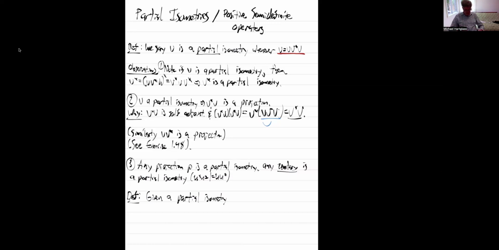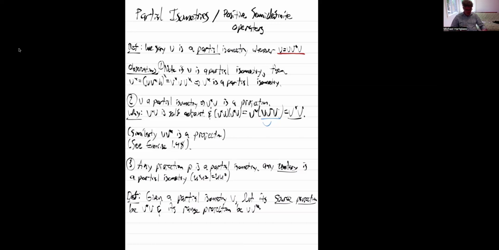So given a partial isometry V, we let its source projection be V star V, and its range projection be V V star. And maybe I'll just kind of draw why we give them these names.